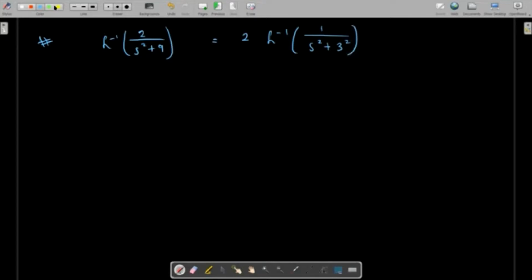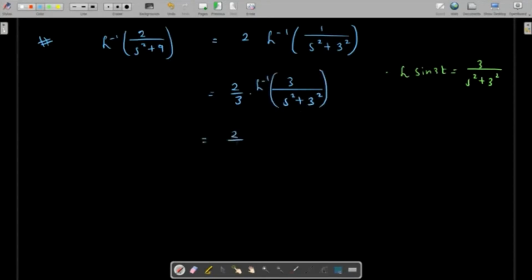Right. Now we recall that the Laplace transformation of sine of 3t is 3 over s square plus 3 square. So if we can have 3 over here, we can have the inverse Laplace. And that's not a big thing, because we can divide by 3 and multiply by 3, since dividing and multiplying by the same non-zero constant is definitely allowed in mathematics. So the inverse Laplace of 3 over s square plus 3 square is sine 3t.